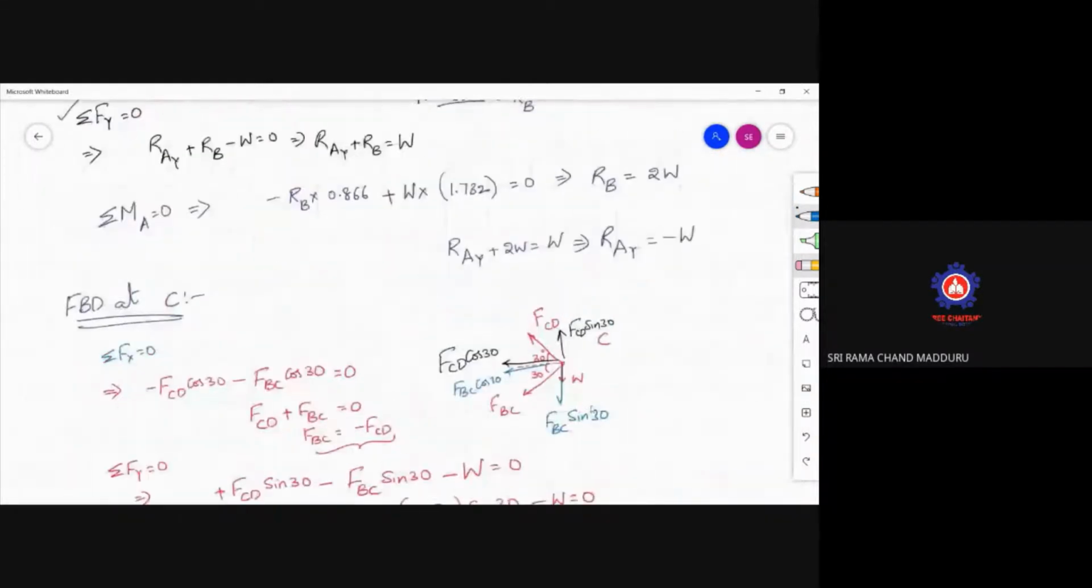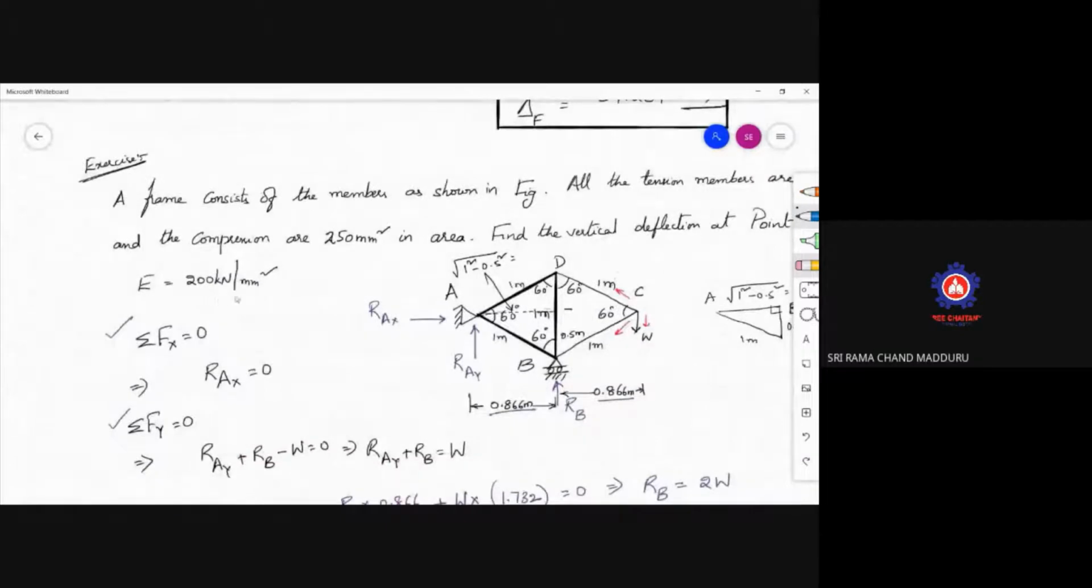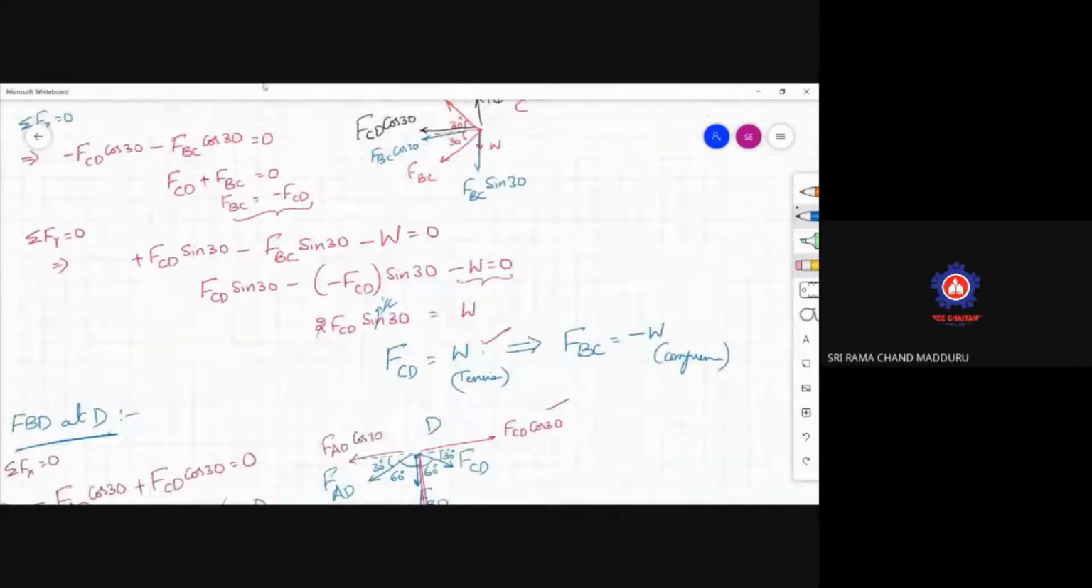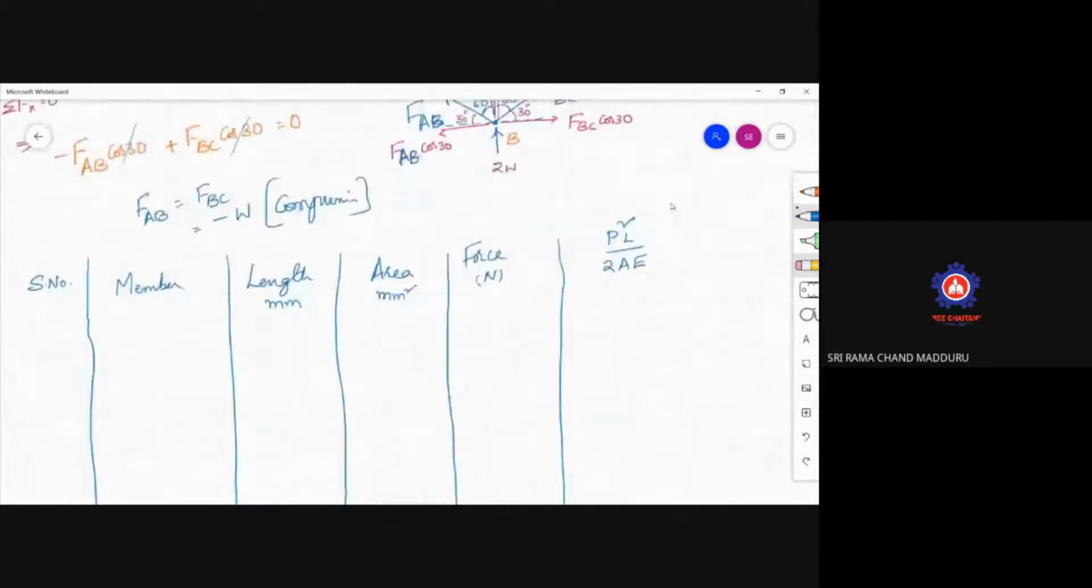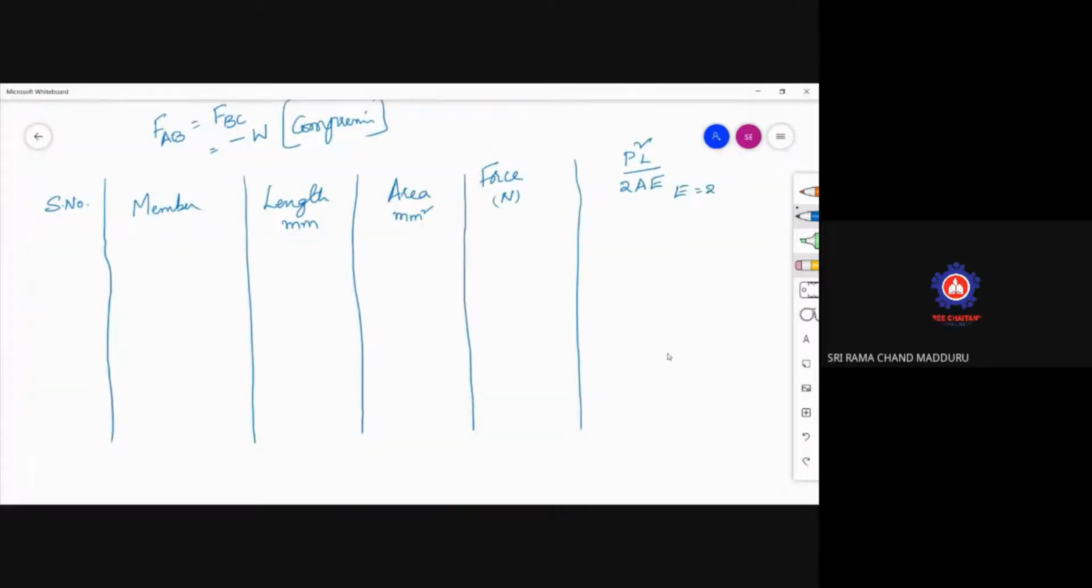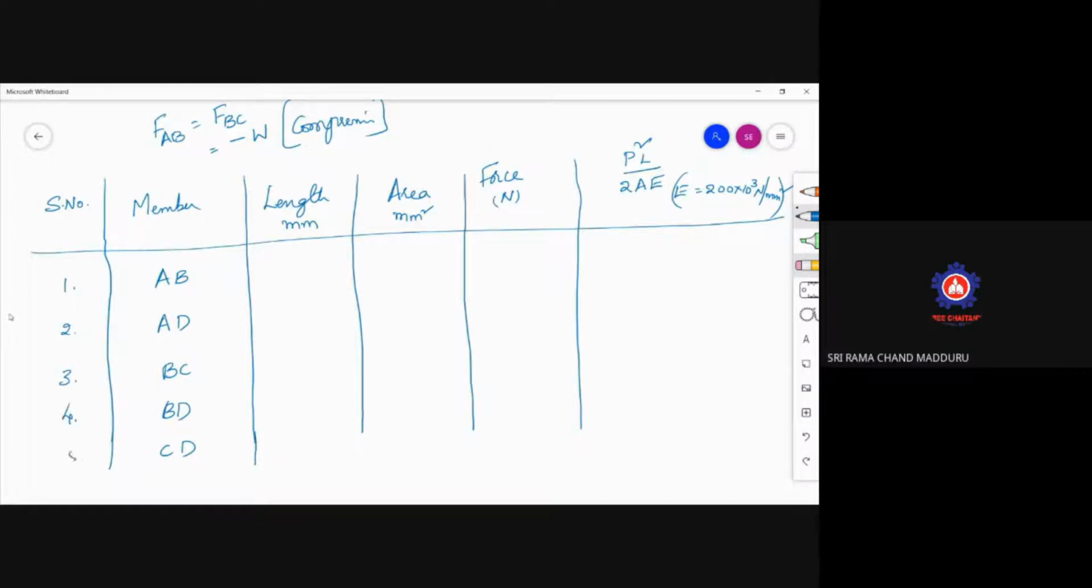200 kilonewton per mm square. So here E is equal to 200 into 10 cube Newton per mm square. All the forces we are considering in terms of mm. Now the members are 2, 3, 4, 5. The length of the members here is given as 1 meter, that is 1000 mm. All are of equal length, so they are 1000 mm.